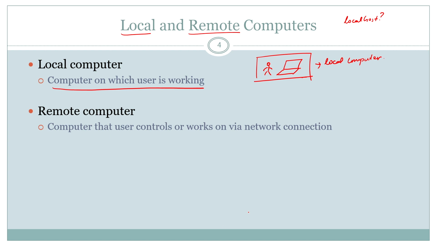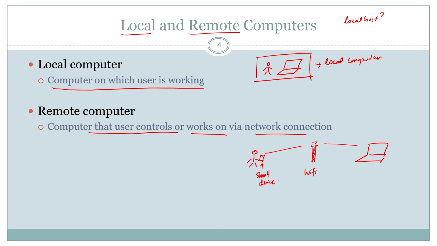When we say a remote computer, it is a computer that the user controls or works on via a network connection. So you have a computer here, I draw a user here, and he has maybe a mobile phone or something to use this. So this is a small device, then there is Wi-Fi or the internet, and then it is connected to a remote computer. So a remote computer is one where you require a network connection to work on it remotely.